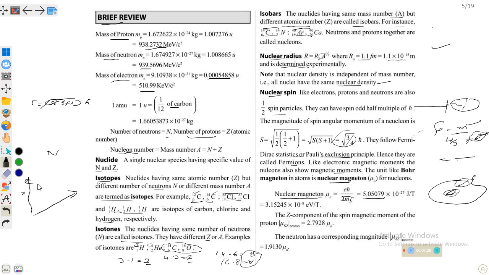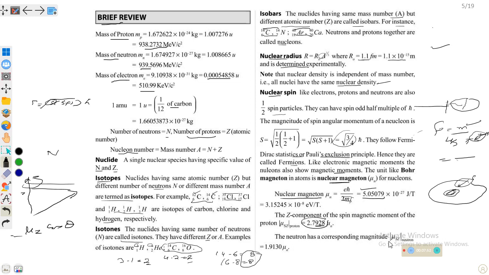The z component of the spin matters, because the spin is oriented at some angle with the z axis, so the effective component will be the z component, which is mu z equal to mu cos theta. So we can find its z component, which is equal to 2.7928, and you can see that this z component is less than the whole spin.